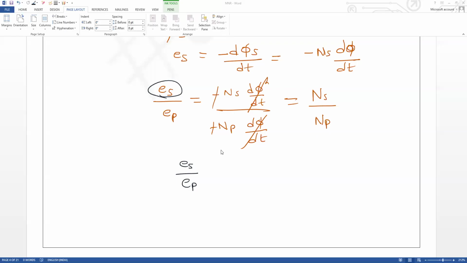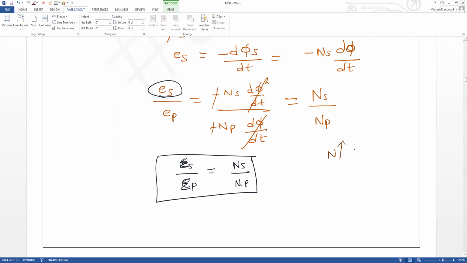So the induced EMF in the secondary coil divided by the induced EMF in the primary coil is equal to the number of turns in the secondary coil divided by the number of turns in the primary coil. So if the number of turns increases, then the induced EMF also increases.